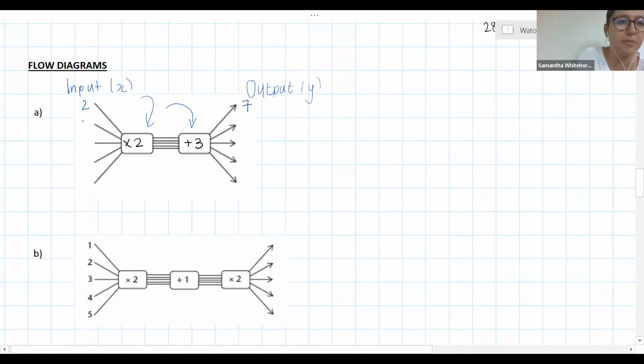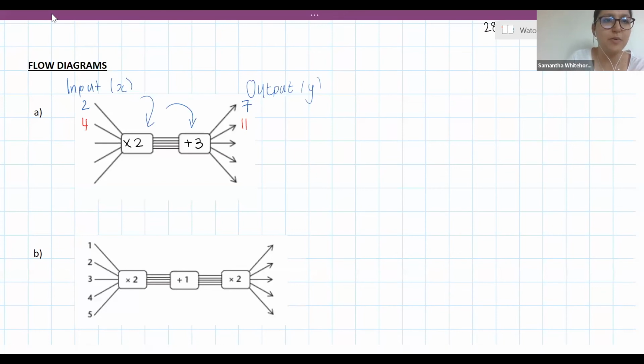Let's say our next input is 4. I'm going to pick someone. Bontle, tell me what the output's going to be. Bontle, you there? Yes, ma'am. What is our output for 4? 11, ma'am. 11, excellent, well done.